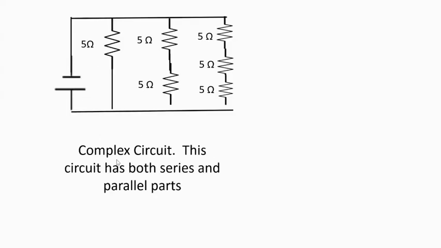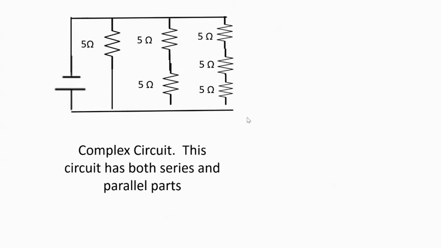Now, not all circuits are series or parallel. There's also something called complex circuits, where there are parallel parts and series parts to the same circuit. So, how do you find the total resistance in those? Here's an example. You can see it kind of looks like a parallel circuit, except some of the branches have more than one resistor.